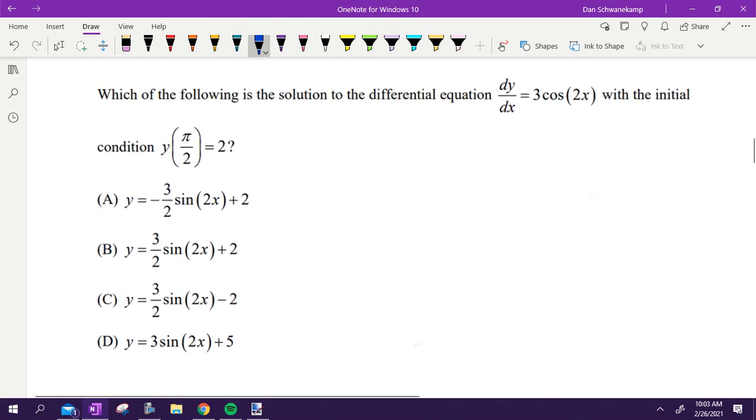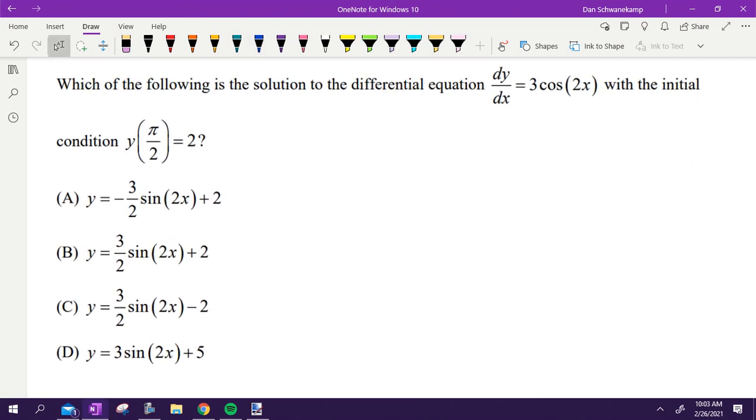This is a good one. We've struggled with this one the last couple days just because it looks funky. Which of the following is the solution to the differential equation? Oh, we're solving a differential equation? That means we're making it y equals. Right now it says dy/dx. They gave me some points. See what you can do with that.